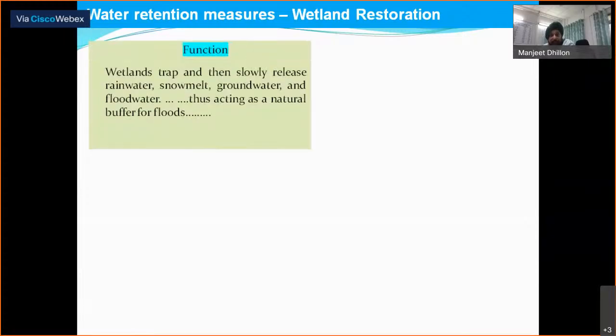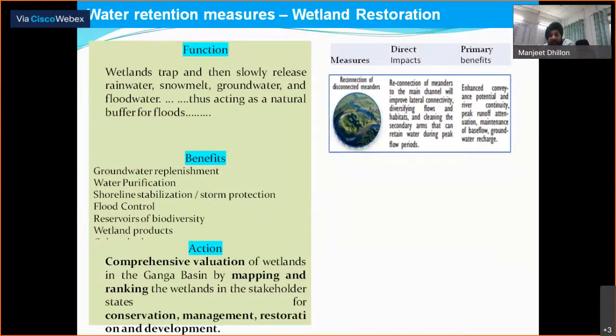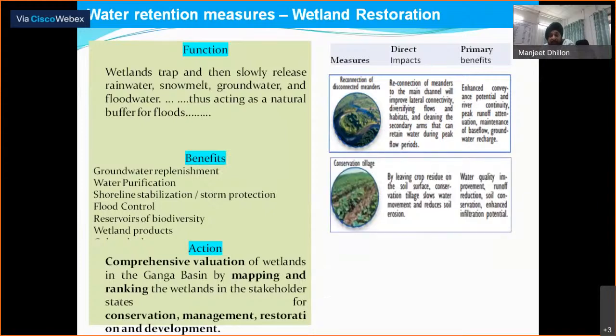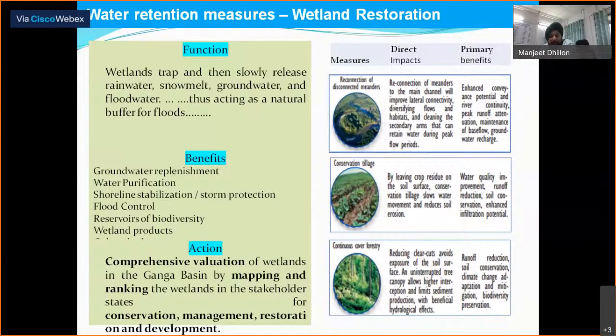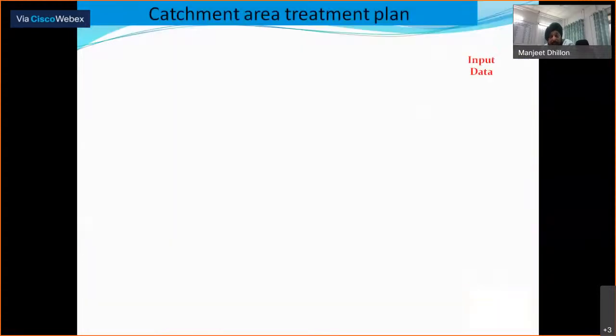And the wetland restoration has many benefits. This is because many of the wetlands have been encroached upon. They were there earlier. This could be restored. That should be assessed, which can be restored and how. And then, of course, silt is one of the major components of the Ganga, because it brings sediment from upstream. And this needs studies, numerical-based modeling, and cooperation in our area.